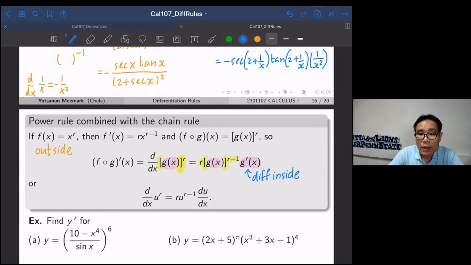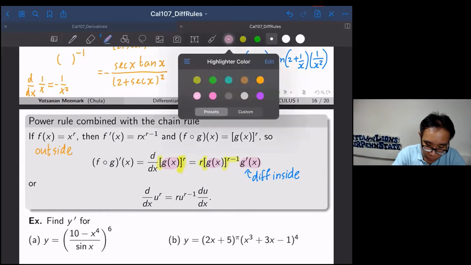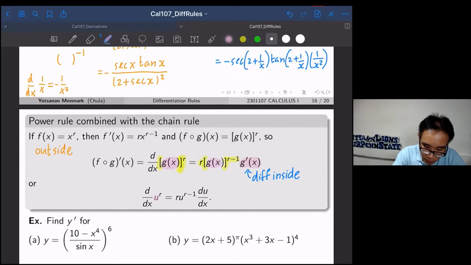Okay, and this one is called the chain rule combined with the power rule. So you may memorize this one in another way also. It's going to be d/dx of u to the r, where r is outside and u is inside. So r comes down, u to the r minus 1, and you differentiate u. So this one is also differentiate inside.